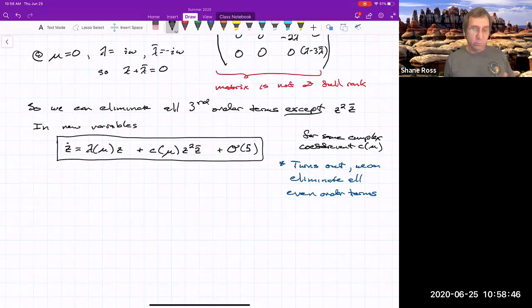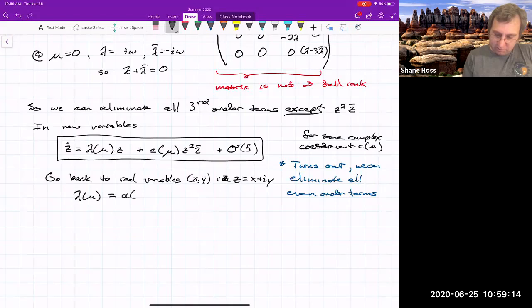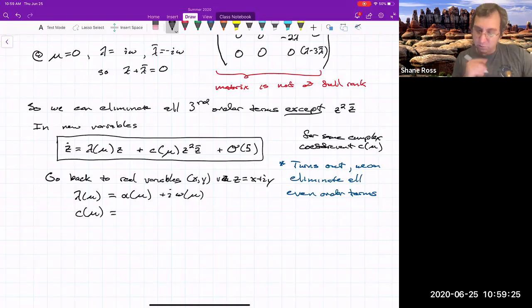coordinates. But we want to go back to the real coordinates. Things will be easier to interpret there. So go back to the real variables, z equals x plus i y. Okay. We'll also, just to remind ourselves, how did we write lambda? Lambda was alpha mu plus i omega as a function of mu. And c, this complex coefficient, we'll write it as a plus i b, for both a and b real, and functions of mu.